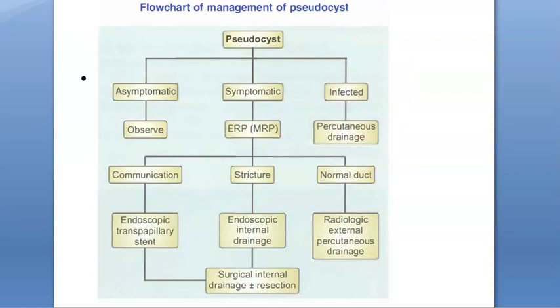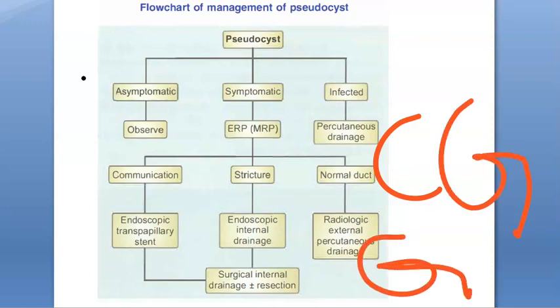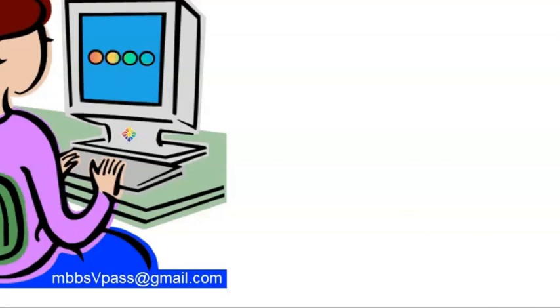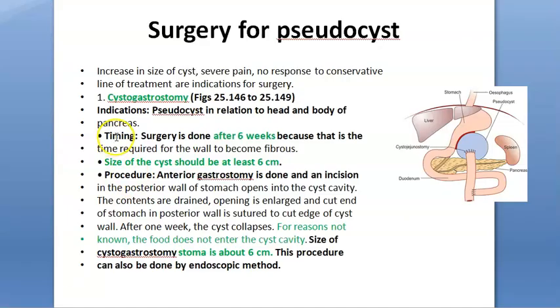Infected means drainage here. But you know what? One thing that is missing in this flowchart is where is that CystoGastrotomy, CystoJejunostomy? Where is all that? Here in this, they didn't tell that. Anyways, we have to look at these surgeries in detail. So now you look, okay.